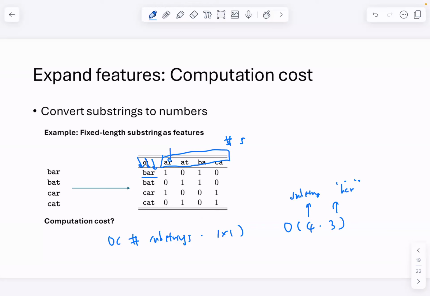This is a lot if we have a lot of substrings. Typically in the real world, we won't only have 4 substrings. We have so many substrings if we want to encode all the words we have. In our vocabulary, we have a lot of them, for example, BB, BC. So this computation cost is very high.